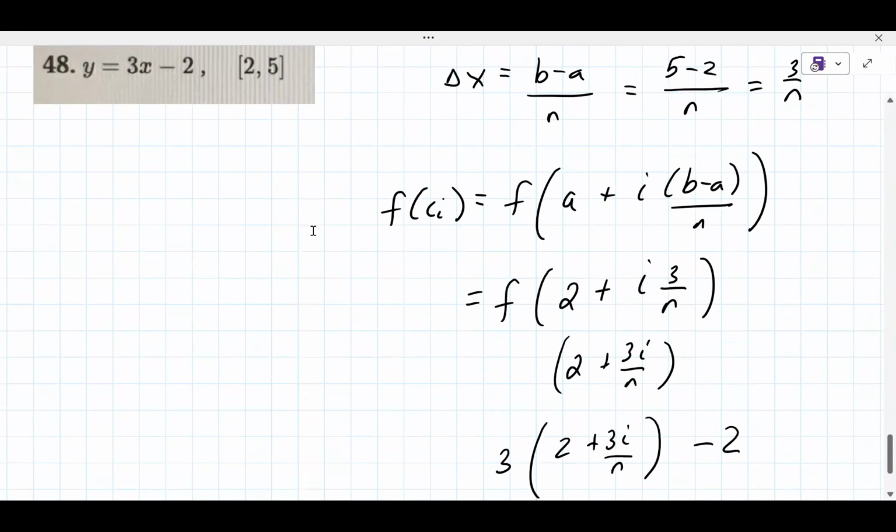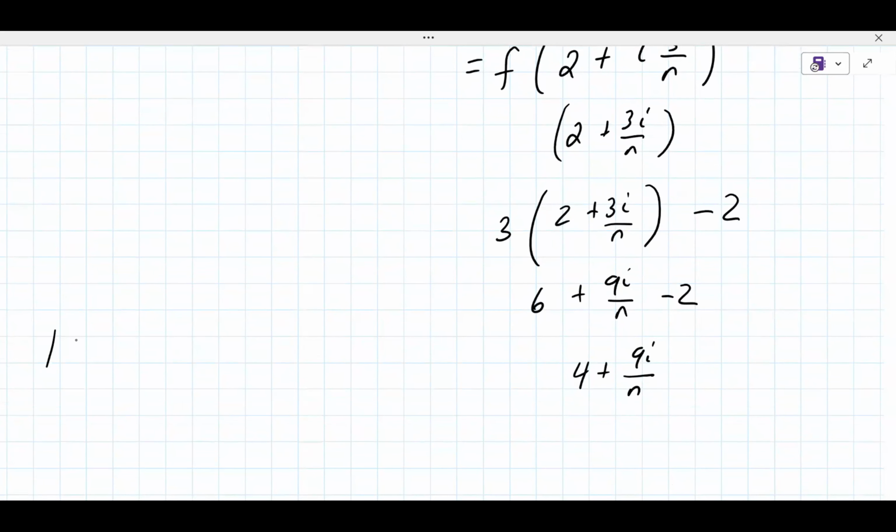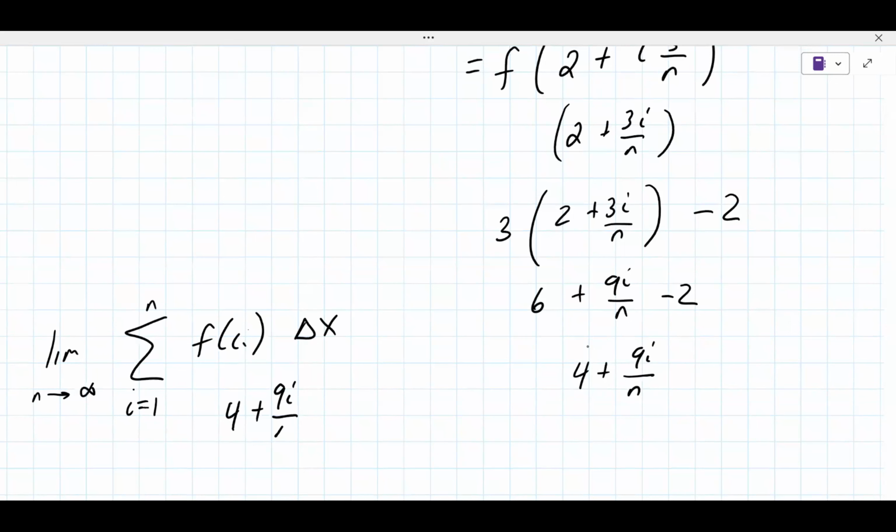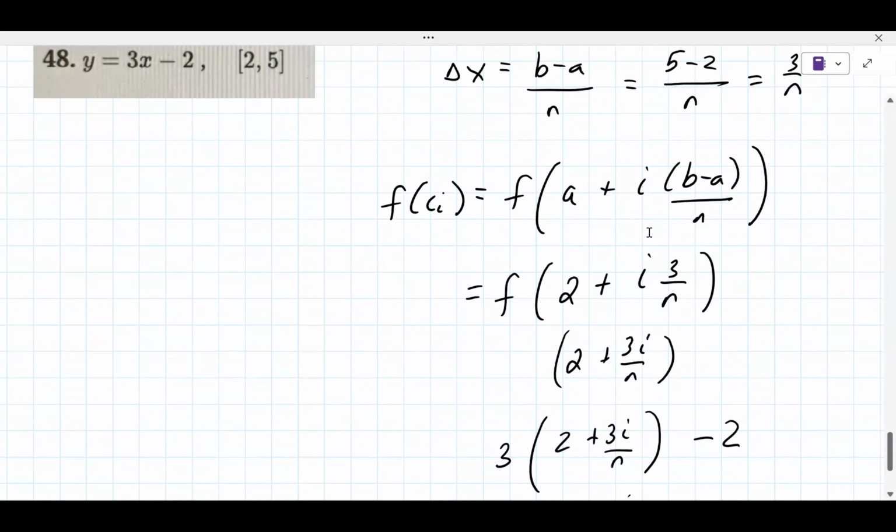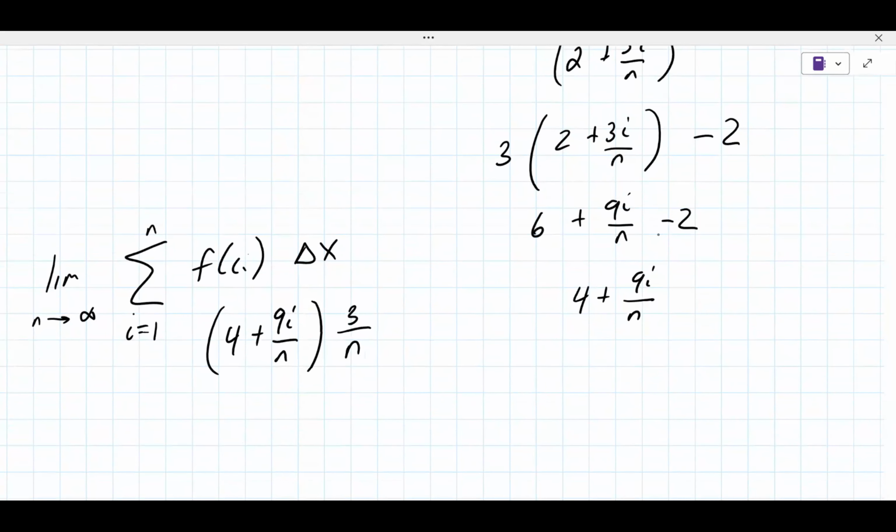And then you go back, sorry, all the scrolling. The limit as n goes to infinity, sigma i equals 1 to n, of f of c_i times delta x. And notice we have all of that now. So it's 4 plus 9i over n, that's the f of c_i. The delta x is the 3 over n. Yeah, that makes sense.